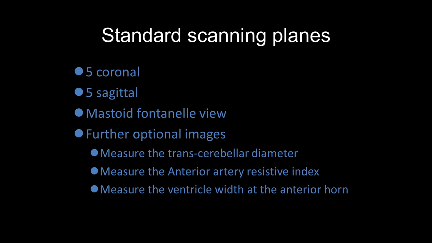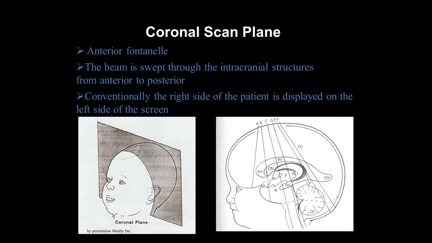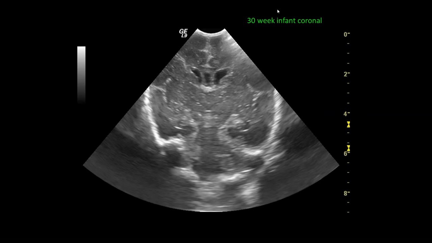And there's more and more research being done on ultrasound, serial ultrasound measurements being used to determine an individual's long-term outcome. The coronal scan, the anterior fontanelle, as we've seen, is a diamond shape, and the beam is swept from the orbit through to the posterior area, through to the occipital lobe. Conventionally, the right side of the patient is displayed on the left side of the screen, and the beam is swept anterior to posterior. So this is a 30-week infant in the coronal plane.